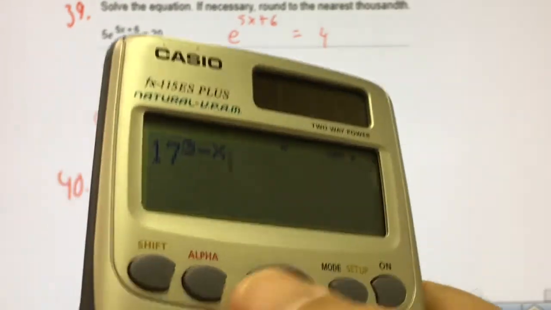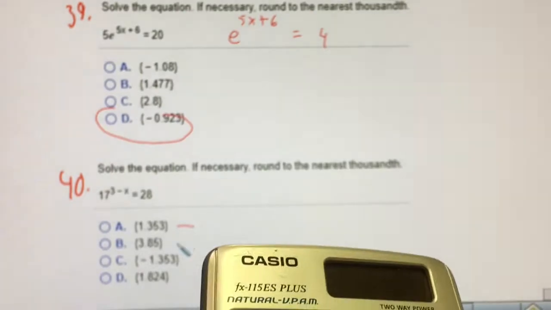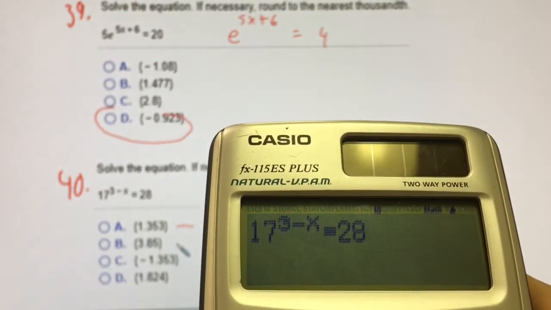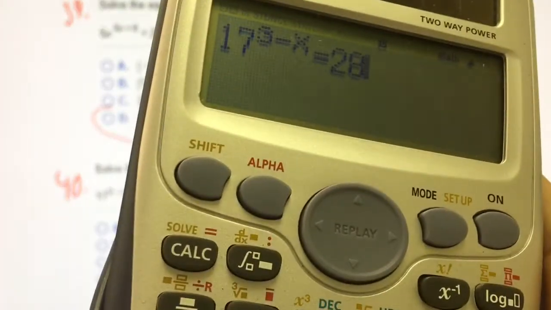I'm going to type in 17 to the power of 3 minus x. Right arrow. Now remember, you don't want to hit the equals button. You want to hit alpha equals to type it in. And it says it equals 28. Now again, you don't want to hit equals. You want to do what it says. It says solve it. So I'm going to hit the solve button. I have to hit shift solve.